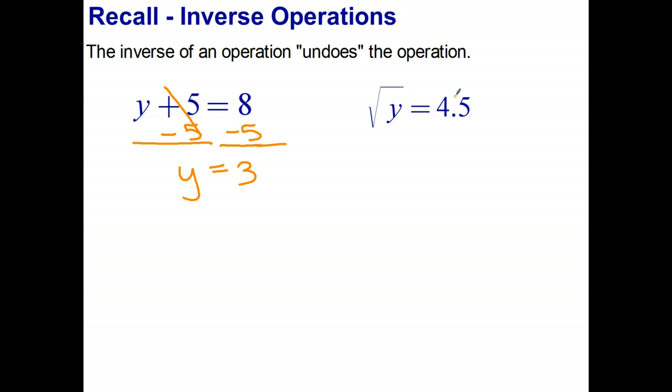Similarly, consider the square root of a number: the square root of y is 4.5. To undo the square root, I have to square both sides. Squaring and square root are inverse operations, so they cancel out, and y equals 4.5 squared, which we all know, or maybe you don't know, but I do. It's 20.25. So we're going to basically use the idea of inverse operations to find unknown angles.